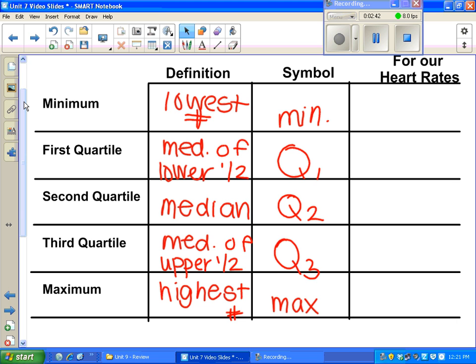So there's little definitions there. Your minimum is your lowest. First quartile is the median of the lower half. And you see the symbols there too. Min, Q1, Q2, Q3, and max. So remember, the difference between the measures of central tendency, mean, median, mode, and range, and your 5-number summary, which is the min, the first quartile, second quartile, third quartile, and max.